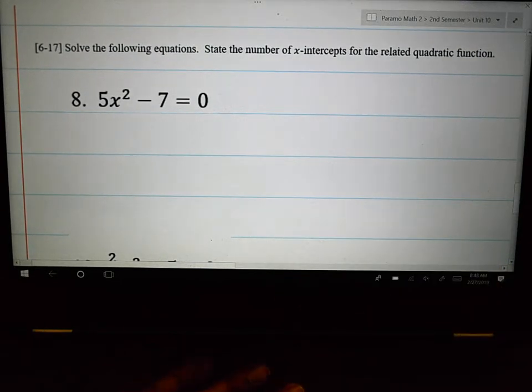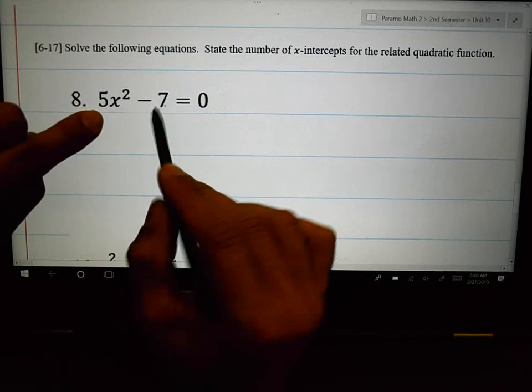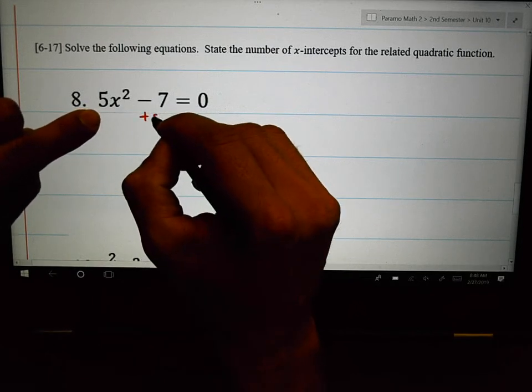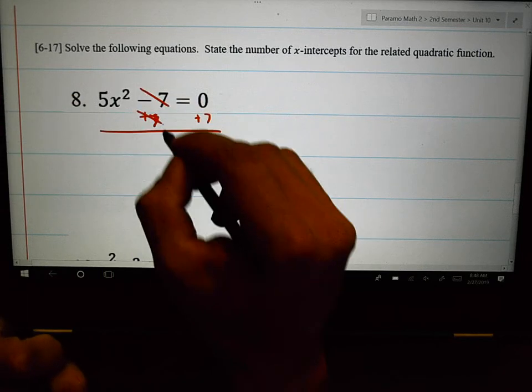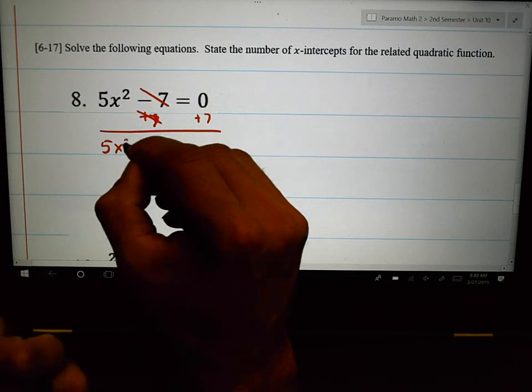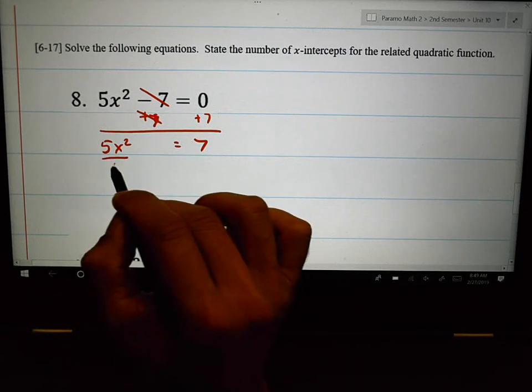So let's jump to number 8. I want the quantity squared by itself. Move the minus 7. Do the opposite. Add 7. Add 7. It's negative 7, positive 7 makes 0. The 5 is multiplying the x squared. Divide. Do the opposite of multiply. Divide.